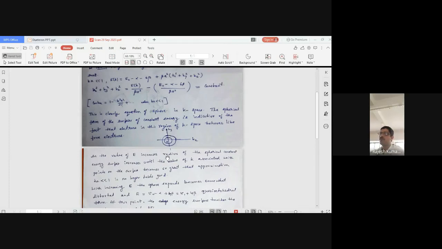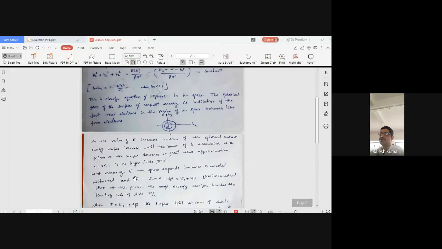As the value of E increases, the radius of the spherical constant energy surface increases until the value of K associated with the surface becomes so great that the approximation Ka much less than 1 no longer holds good. If this condition does not hold good, then we are not getting the spherical shape.